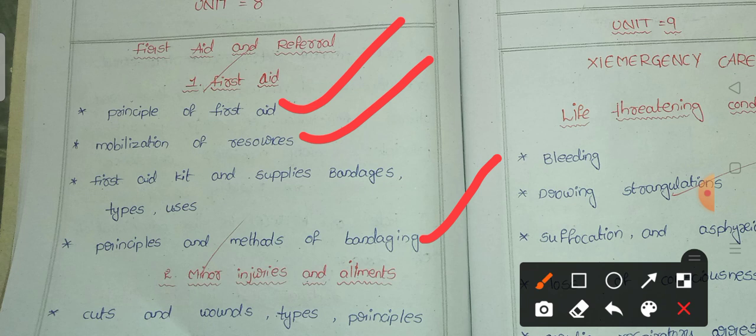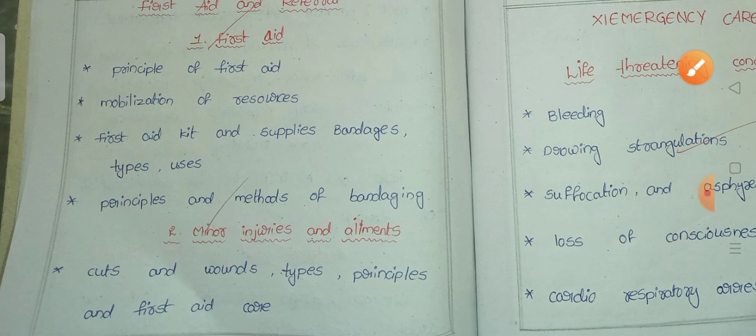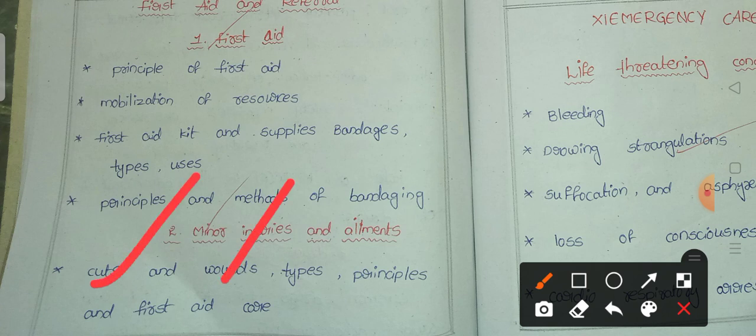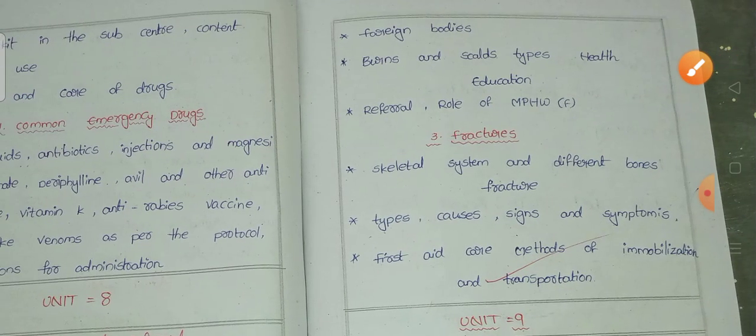Next, minor injuries and ailments. Two-mark questions: cuts, wounds, types, principles, first aid care. Next, coming to foreign bodies, how we can remove a foreign body from the eyes, nose, throat and ear. Burns and scalds are also important questions.